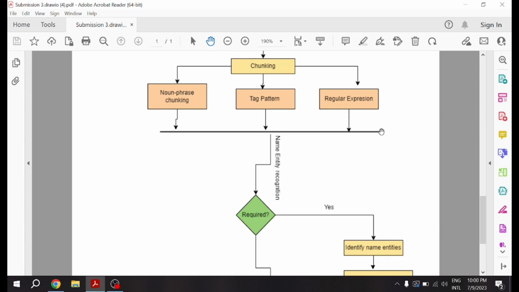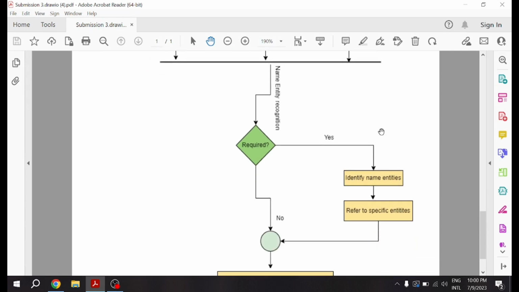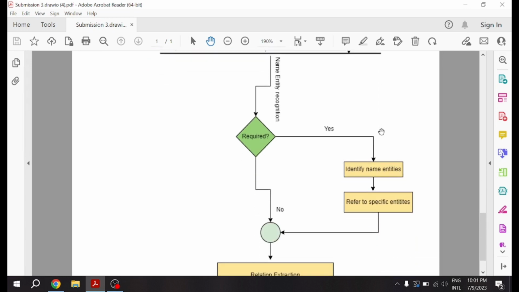Named entity recognition then goes to identify named entities and refer to specific entities. So, identifying named entities. The first aspect of NER is to identify named entities in the text. This involves locating words or phrases that represent specific entities. After identifying named entities, it will go to referring to specific entities. Once named entities are identified, they can be referred to using their recognized labels or categories.